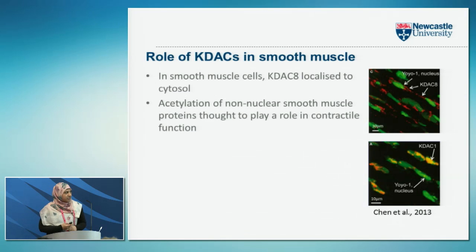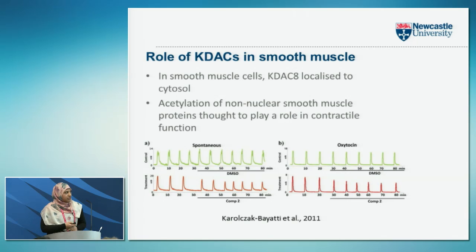our lab has shown this using the specific KDAC8 inhibitor, compound 2, in uterine tissue. You can see that in the presence of compound 2, there's a reduction in contractile function. So the proteins that are normally deacetylated by KDAC8 are somehow playing a role in reducing contractile activity. So my project is interested in learning more about how acetylation regulates contractile function.